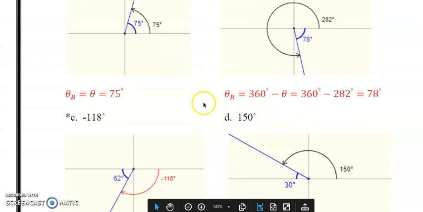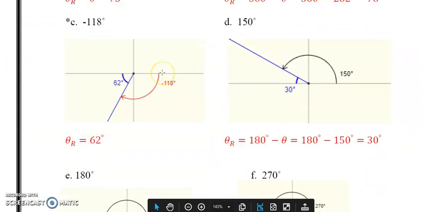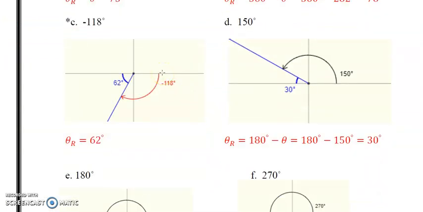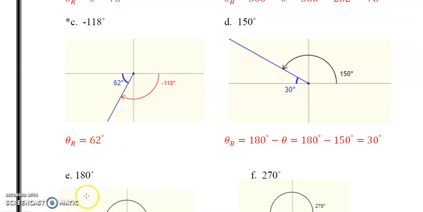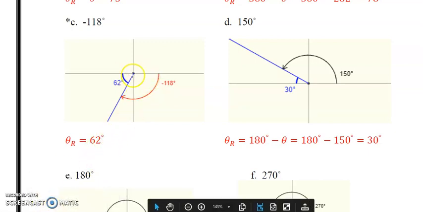Okay. You see a little star by 118. 118 is a little different. Your reference angle is going to be 62. Again, there's no calculation per se for that. Just draw your angle, right?